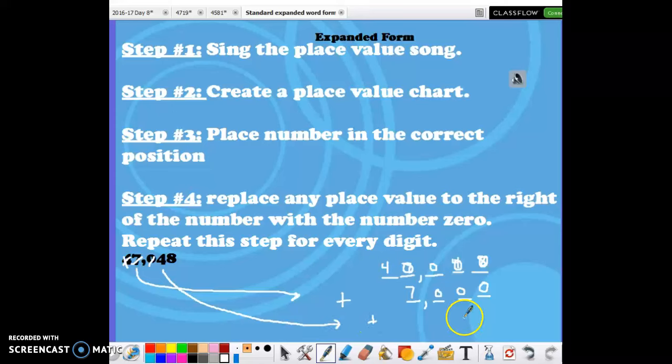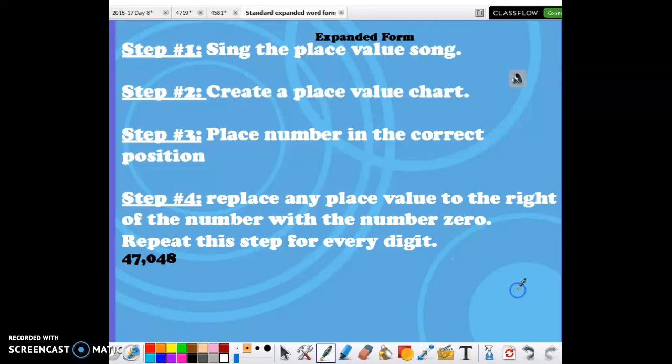Instead, I move on to the 4 and create 2 place value lines for the digits 4, and I replace this 8 with a 0 to make 40, because that 4 is actually worth 40 because it's in the tens place value. I now take this 8, I bring it down here, and because it's in the ones, it just has 1 place value and stays right there, which means in expanded form, 47,048 is equivalent to 40,000 plus 7,000 plus 40 plus 8.